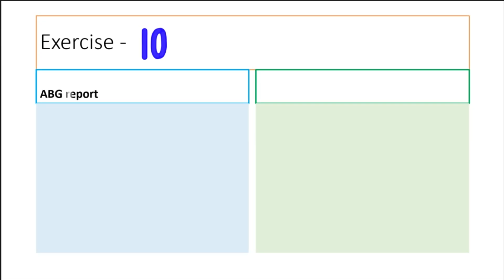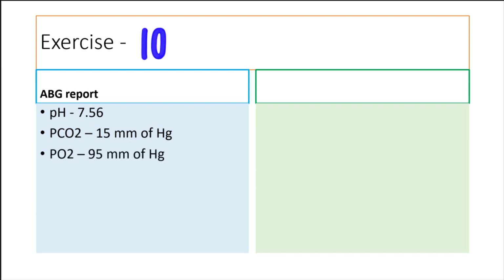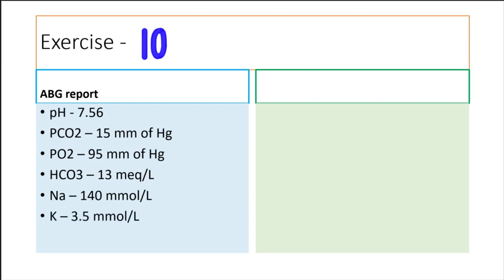Exercise 10. ABG report. pH 7.56. PCO2 15 mm of Hg. PO2 95 mm of Hg. HCO3 or bicarbonate 13 milliequivalent per liter. Na or sodium 140 millimole per liter. K or potassium 3.5 millimole per liter. Cl or chloride 107 millimole per liter.